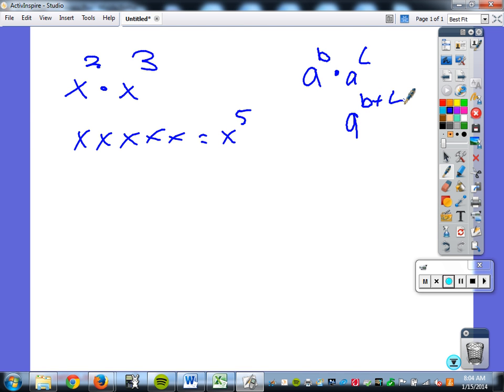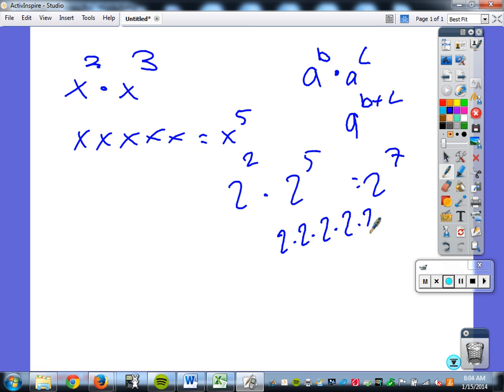Is everybody okay with that? Do you remember that? So notice if I had 2 squared times 2 to the fifth, what is that equivalent to? 2 to the 7. Nope, still thinking. How many 2's do I have? Because I'm not multiplying the bases. I'm saying, okay, well, that's 2 times 2 times 2 times 2 times 2 times 2 times 2. Right? So how many 2's are there? 7 of them, so 2 to the 7. Right? You okay there? Everybody remember that rule?